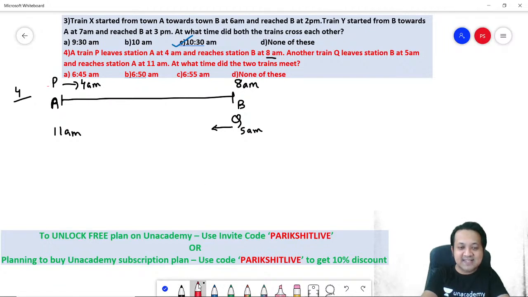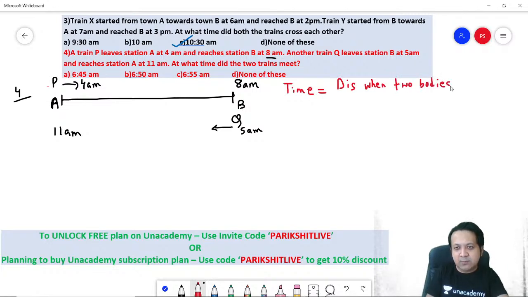Again, the logic is exactly the same. What is time? Time is distance divided by speed. Now, when you consider the distance, you've got to be a bit careful. Not the initial distance, but the distance when the two bodies start moving, divided by the speeds.